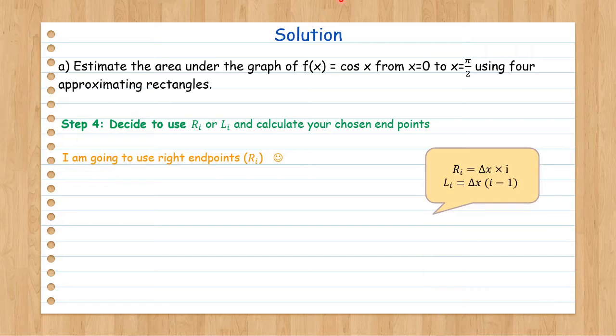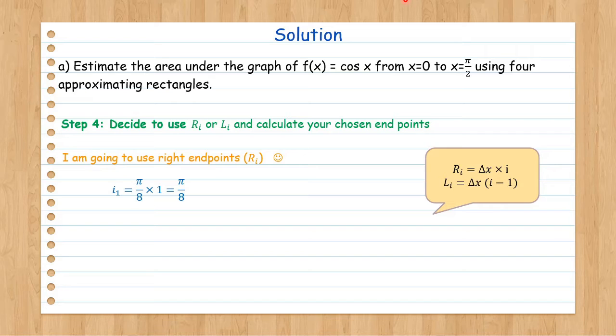If you use right endpoints, you calculate it by using the following formula: change in x multiplied by i. If you want to calculate left endpoints, it is equal to change in x multiplied by (i minus 1). So if I calculate the first right endpoint, it will be equal to change in x, which we just calculated, which is pi over 8, multiplied by 1 since I'm calculating the first endpoint.